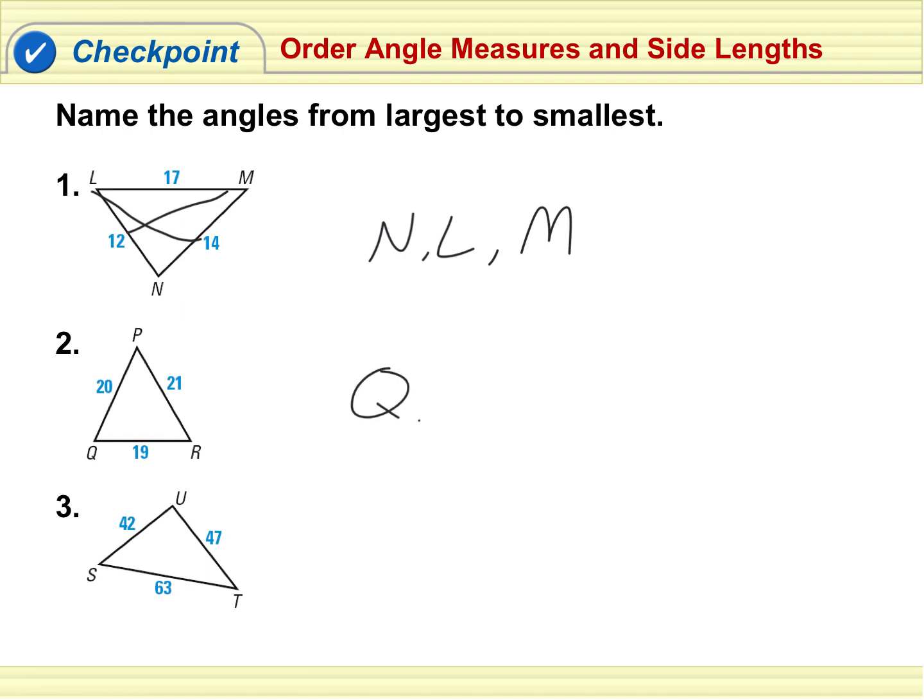Okay, what is my largest angle on 2? Yes, Q. What's my next one? R. P. What about number 3? U. S. T. Just remember, you're just going across. Okay, so they pair up across from each other. Okay?